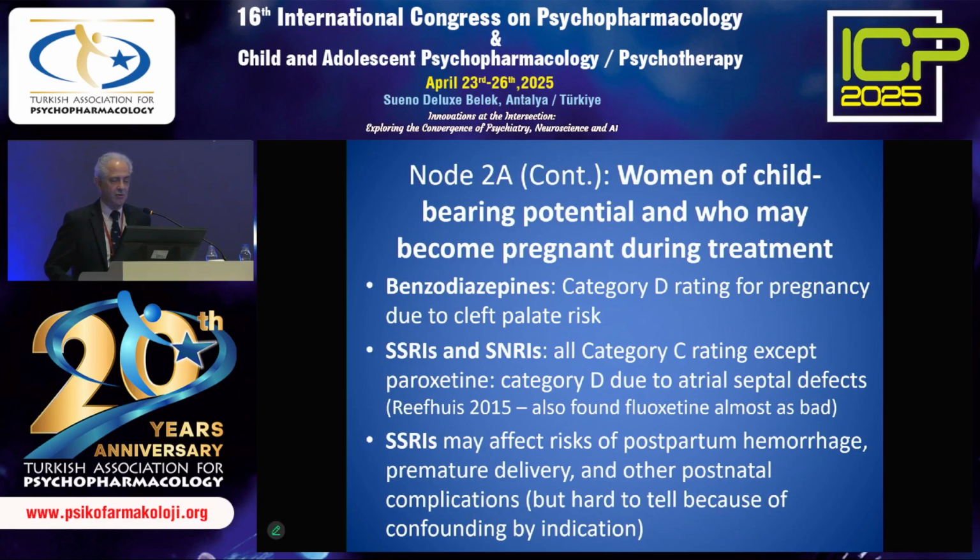Other problems with SSRIs in this population is the risk of postpartum hemorrhage. Premature delivery and other postnatal complications have been reported. But this might be confounding by indication. It could be that it's the women that got these SSRIs were more prone to those problems in the first place, and it's not the drug actually causing it. But these associations have been identified.